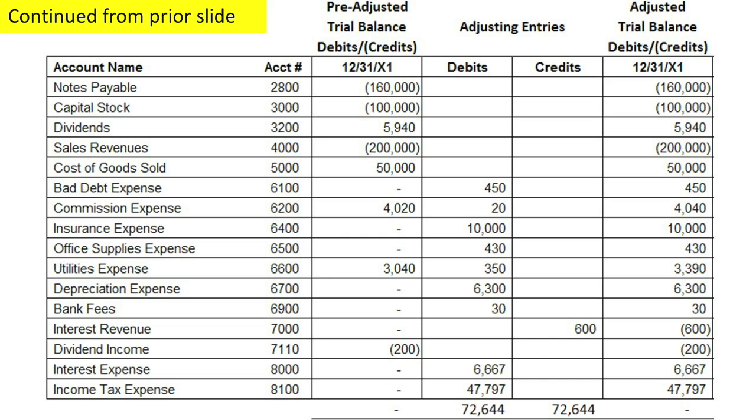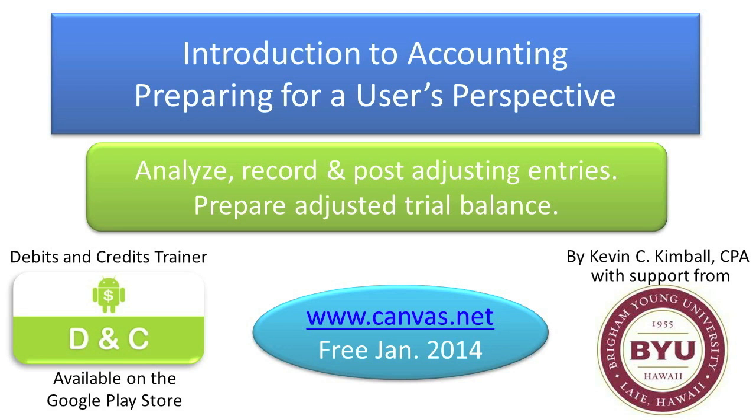This is the adjusted trial balance that will now be used to prepare the company's financial statements, which we'll discuss in the next video. I know there was a lot packed into here, but I hope you see the flow of the accounting cycle. We'll now move on to preparing the actual financial statements based on the adjusted trial balance. So I hope you get the big picture and that you're ready to take the quiz.